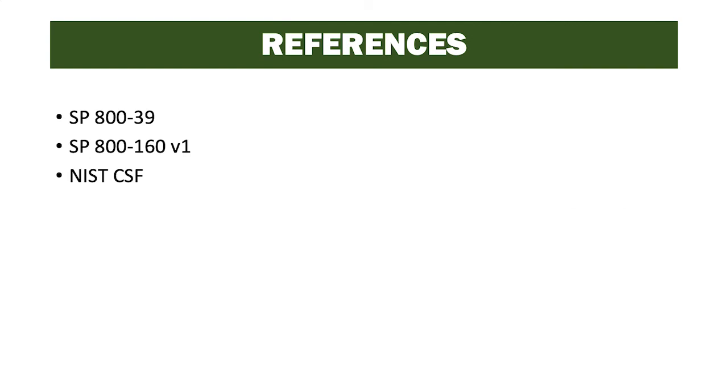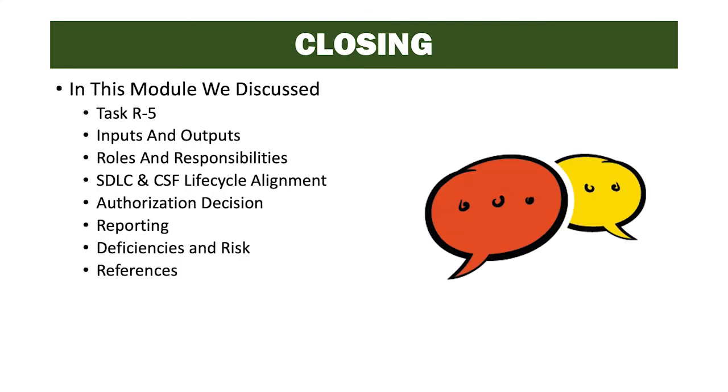References for this task include NIST Special Publication 839 and Special Publication 800-160 Volume 1, as well as the NIST Cybersecurity Framework. In this module, we discussed Task R5, its inputs and outputs, roles and responsibilities, SDLC and Cybersecurity Framework lifecycle alignment, authorization decisions, reporting, deficiencies and risks, and finally references. If any of this doesn't look familiar to you, I'd say go back and watch those portions of this video. If it all makes sense, on to the next video. If you're taking the course, on to the course material to dive further into this task.